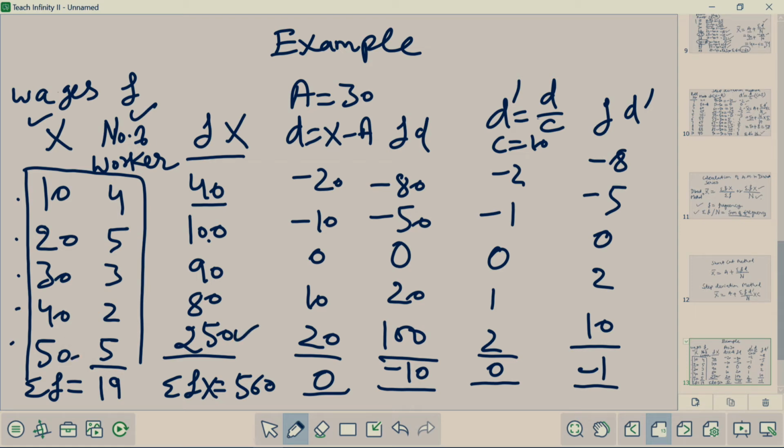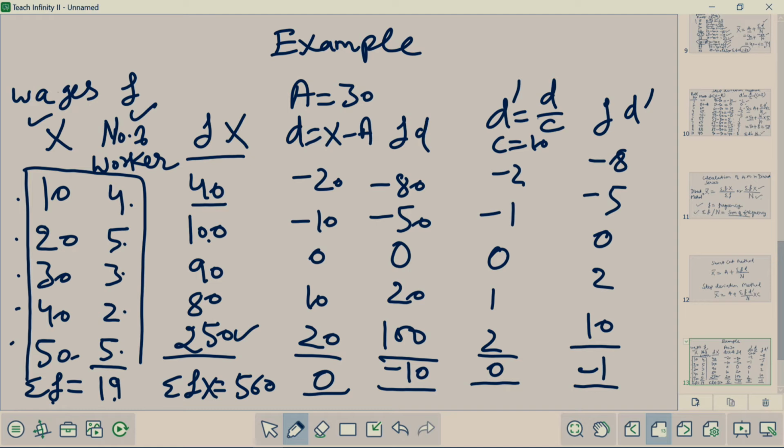Now you need to calculate sigma fx, and also you need to calculate sigma f. 4 plus 5 plus 3 plus 2 plus 5, that is sigma f, that is 19. And now one more calculation, sigma fx, that is 560.